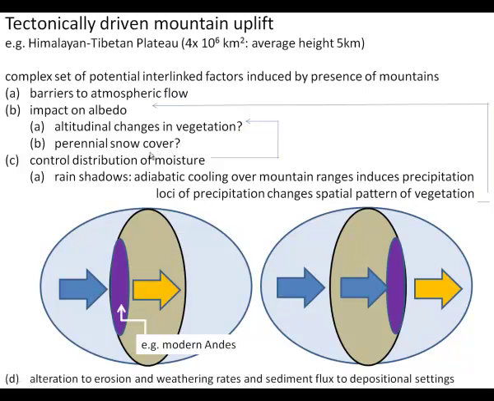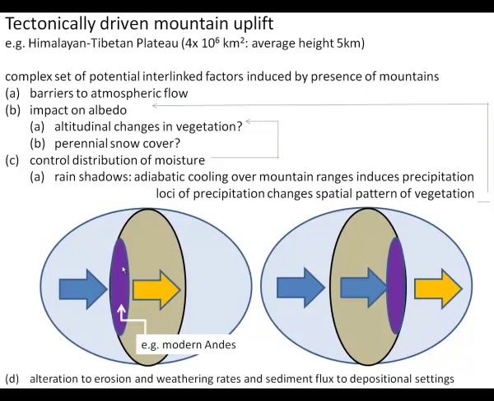Once you establish perennial snow cover, again there's the impact on albedo. The presence of the mountains is going to control distribution of moisture, which again will be another variable superimposed upon changes in the vegetation that are derived purely as a result of altitude. One of the key features about the presence of moisture is very often the existence of localized rain shadows.